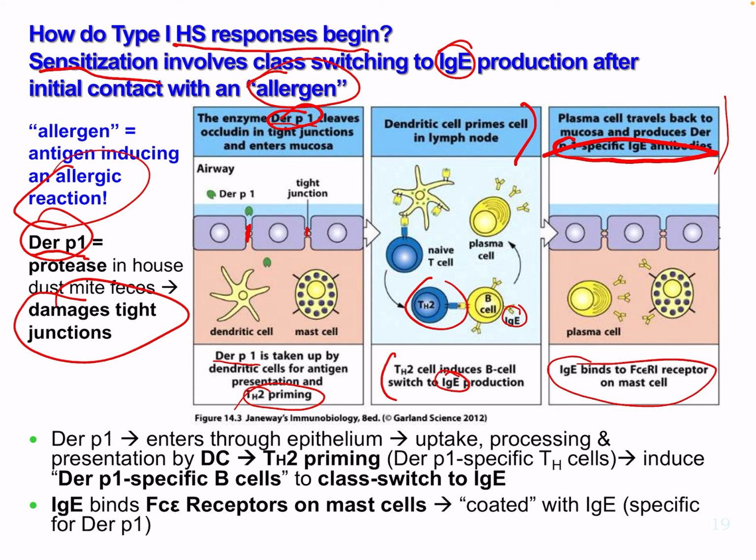Again, most allergic reactions involve a sensitization and then a secondary reaction. So this Der p 1 enters through the epithelium, then there's uptake and processing and presentation by dendritic cells. Then we have our Th2 priming, forming our Der p 1 specific Th cells, which induce Der p 1 specific B cells to class switch to IgE. This IgE binds to the Fc epsilon receptors on mast cells, which are coated with IgE specific for Der p 1.